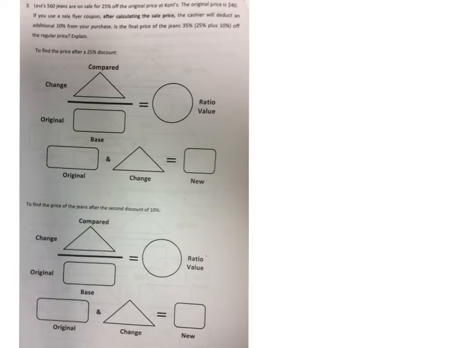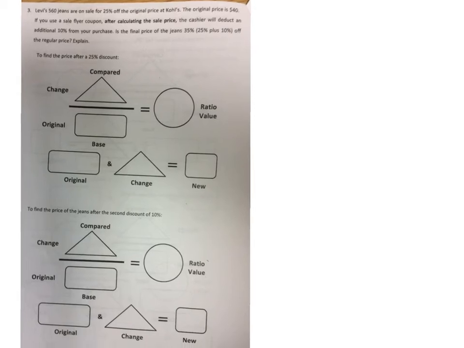So how the stores really do it is this way. So they will get the 25% discount. So that's going to be a 25 over 100. That's your discount. And we're going to go, that's how much off. So over here is how much off. My regular price of the pants is 40.